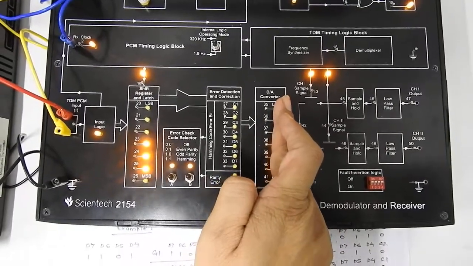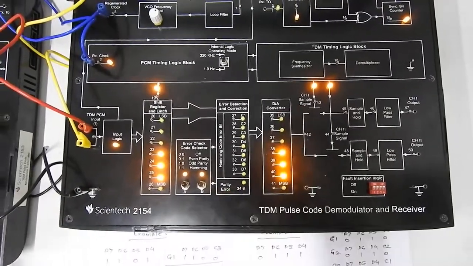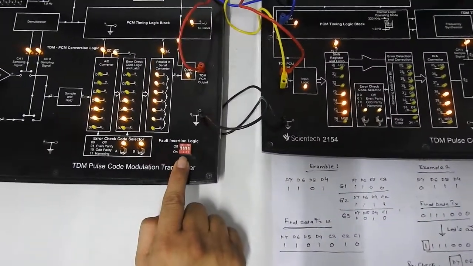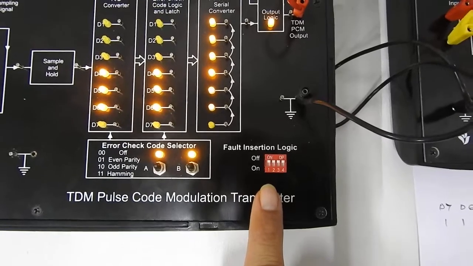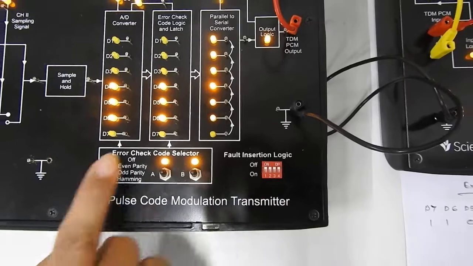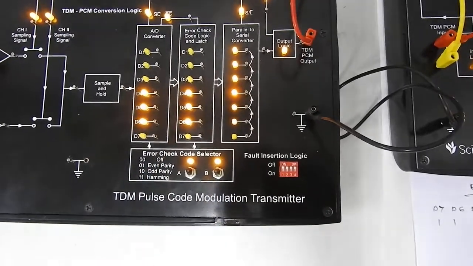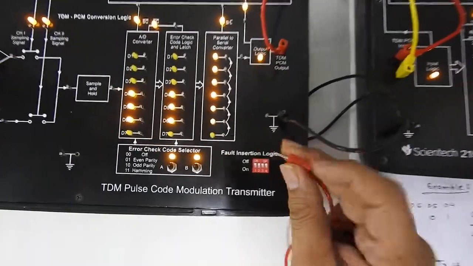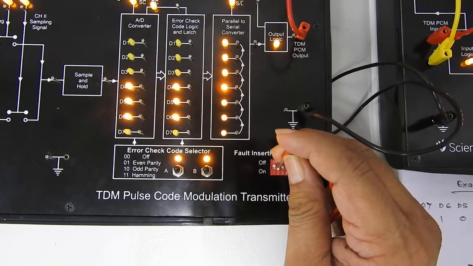Now let's do one thing. Forcefully we will switch on this fault number 2, which intentionally sets the D7 bit as a high bit. Right now this D7 is 0. But now put this fault number 2 in on condition so that this D7 bit will be permanently high. So I am just doing it.